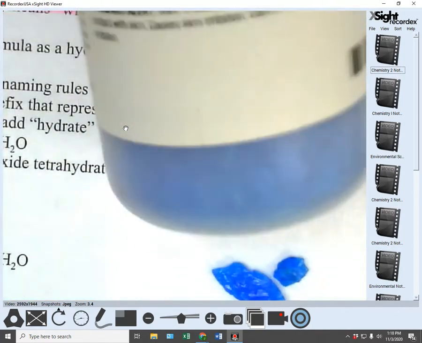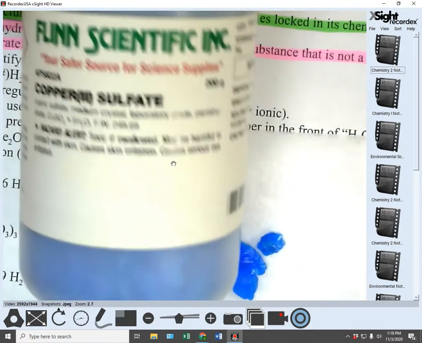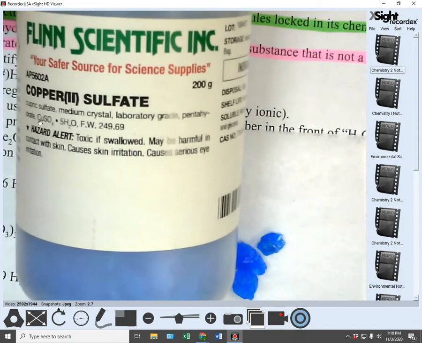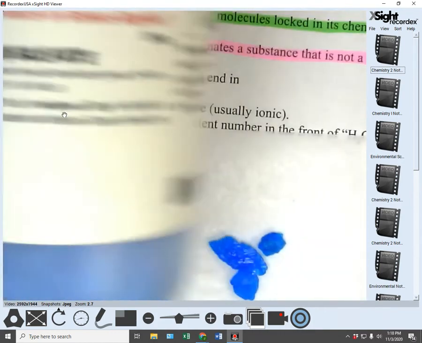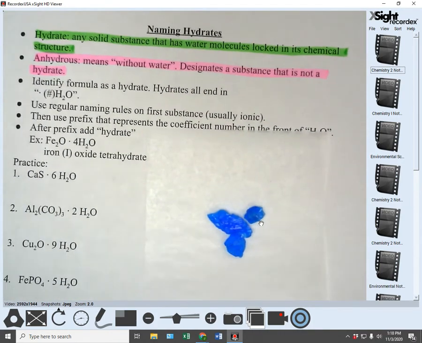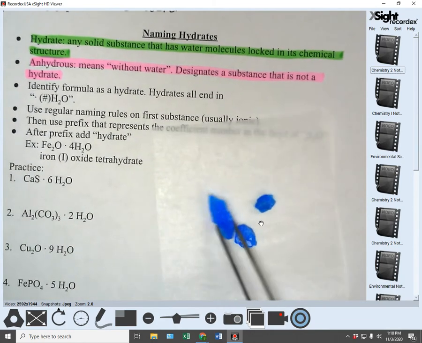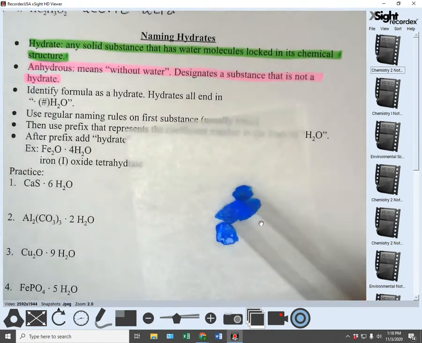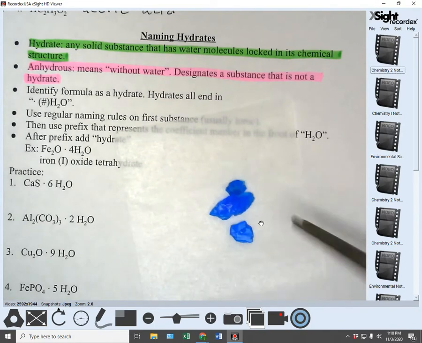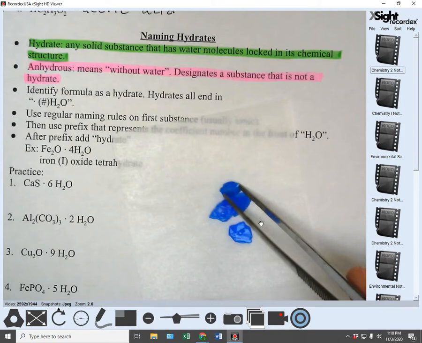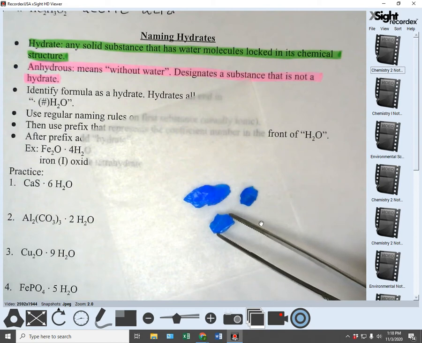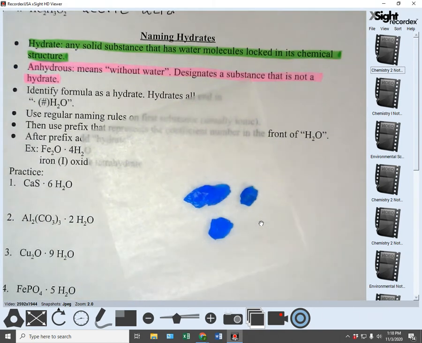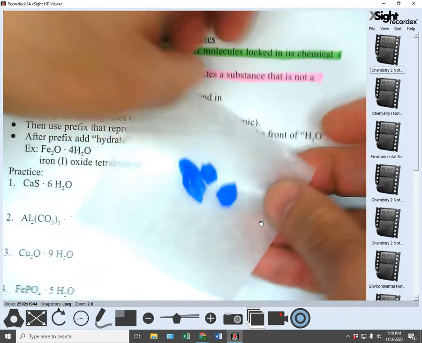Hold on, it's kind of hard on this label. Here, pentahydrate. It's over the 2 from here to here. Pentahydrate. Okay, but it's a solid substance. Okay, there's water molecules that are trapped, I guess you'd say, or locked in the chemical structure. There's water molecules locked in the structure as well. Okay, so that's one example of a hydrate. That's kind of how it looks. So, okay.